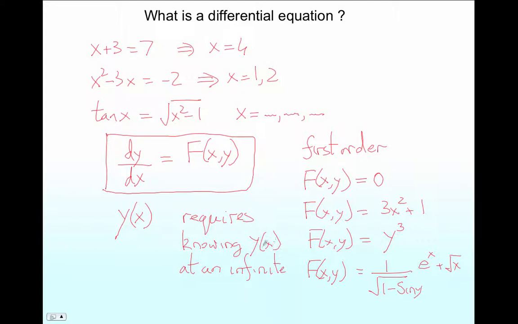Because, of course, x is a continuous variable. And that's really the difference between solving an equation like this over here, let's say, and solving this equation here.